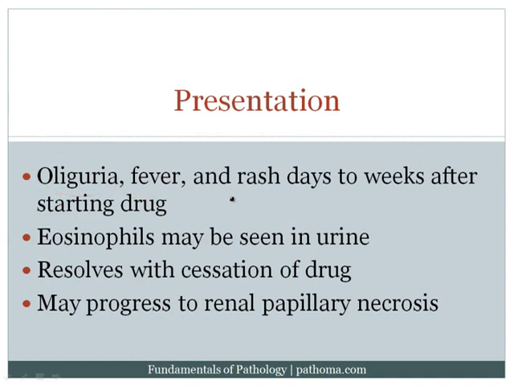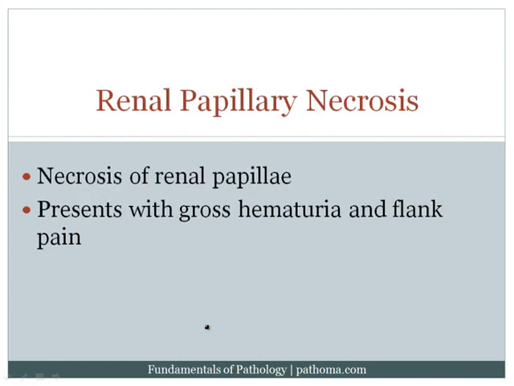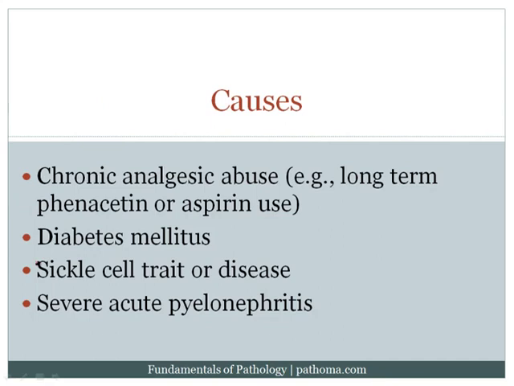One of the very high yield, almost pathognomonic findings of acute interstitial nephritis is that eosinophils will be present, and those eosinophils may be seen in the urine. Of course, this is a hypersensitivity reaction, so it will resolve with cessation of the drug. However, it can progress to renal papillary necrosis, where the papillae of the kidney actually necrose. Now, in renal papillary necrosis, again, you get necrosis of the renal papillae. This presents with gross hematuria and flank pain, and there are a few important causes to be aware of.